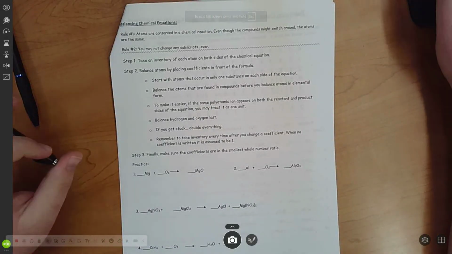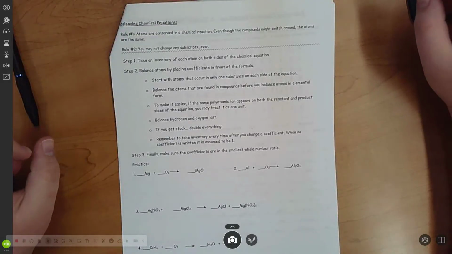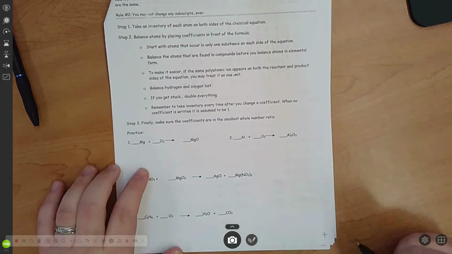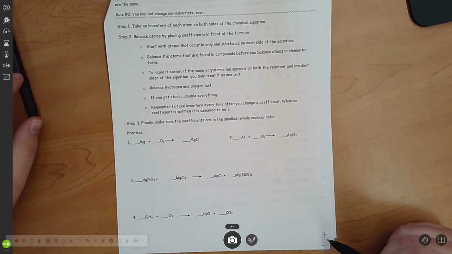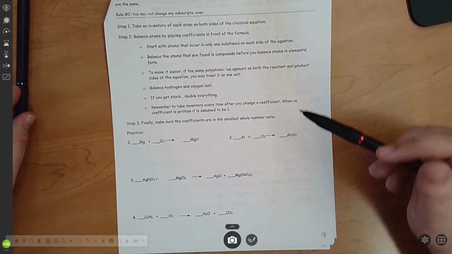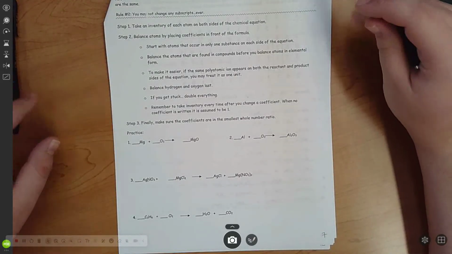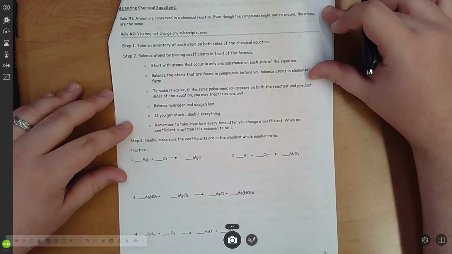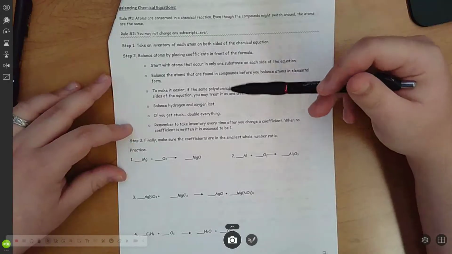All right, these are going to be our notes on balancing chemical equations. This is page 7 of the packet, so if you're not on this page, make sure you get here before you start on these notes. The top of these notes are just going through some rules for these types of problems.